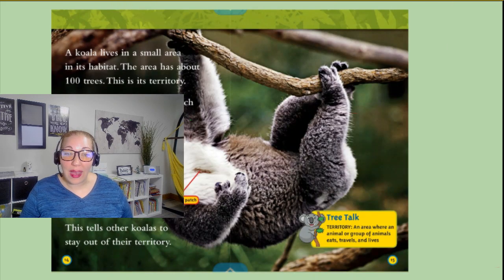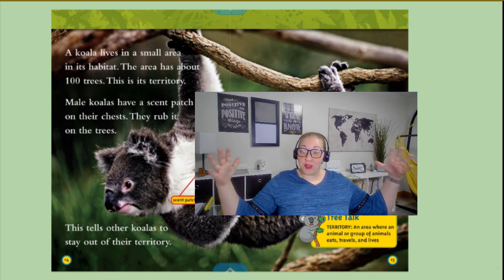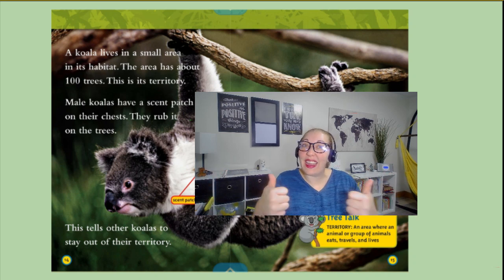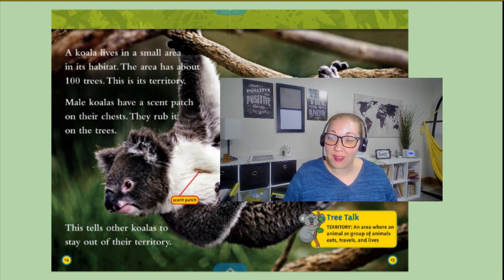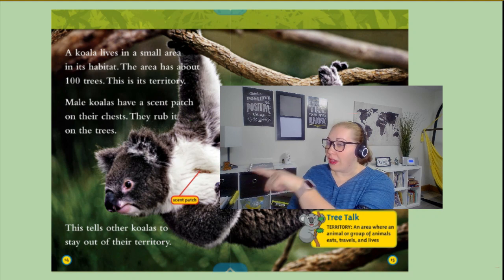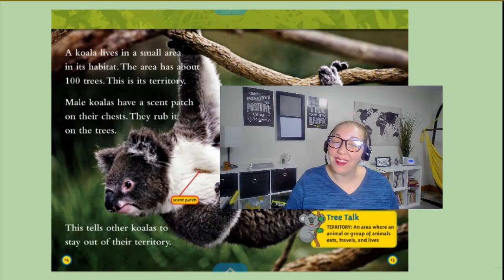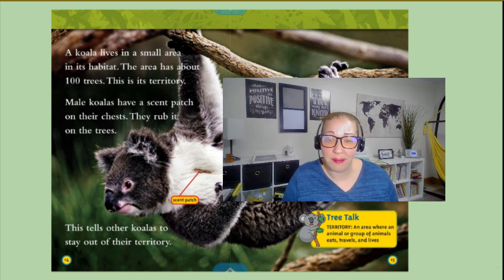A koala lives in a small area in its habitat. This area is about 100 trees, and this is its territory. May I say territory? Territory. Male koalas have a scent patch. See this little circle on them? That's a scent patch on their chest. They rub it on the trees. This tells all the other koalas to stay out of their territory.